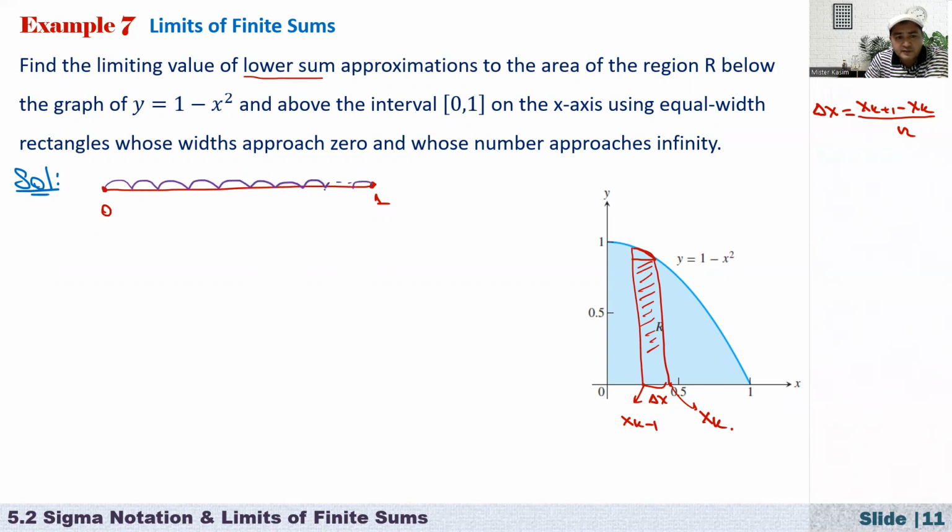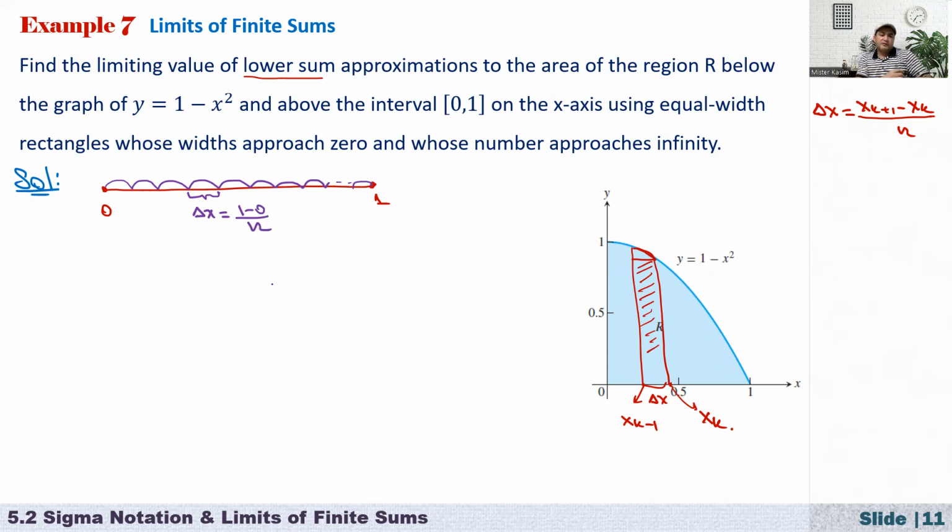We have a lot, right? And what is the length? I'm just talking about the first one of them, right? So that is delta x. And since I have divided into n equal subintervals, it will be 1 minus 0, the length of our line segment, divided by n.